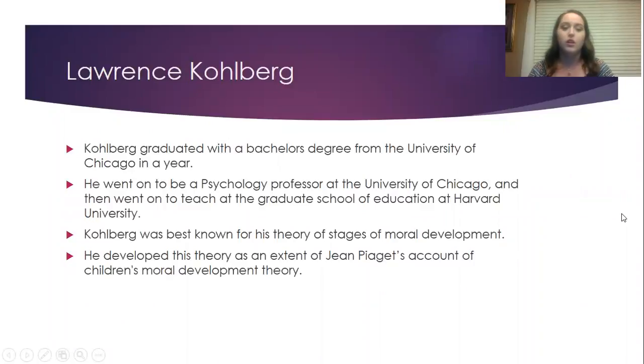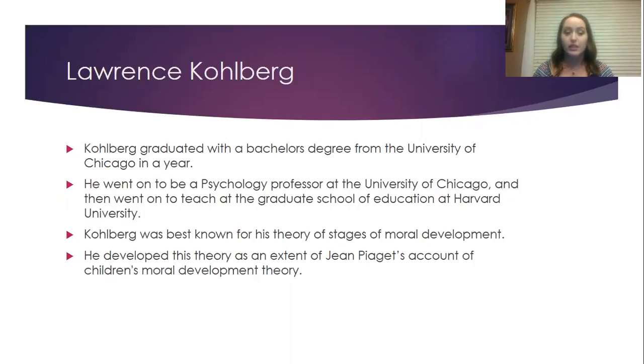Some things about Lawrence Kohlberg: he actually graduated with his bachelor's degree from the University of Chicago in less than a year, which is really amazing. All of us know in college, that's ridiculous. After that, he went back to his alma mater to be a psychology professor there. After that, he left to teach at the Graduate School of Education at Harvard University.